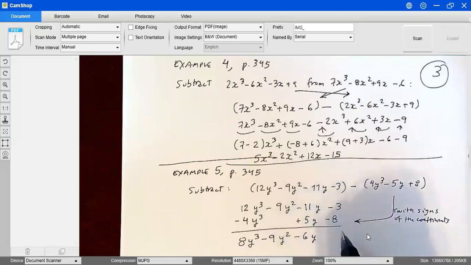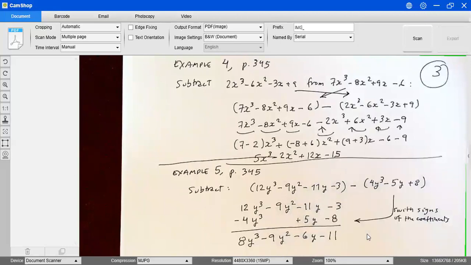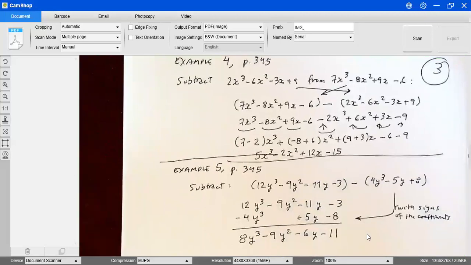And finally, we have two numbers that are negative. You add them up, 11, but with negative sign. So that's addition and subtraction. It's just an application of what we learned from previous chapters.